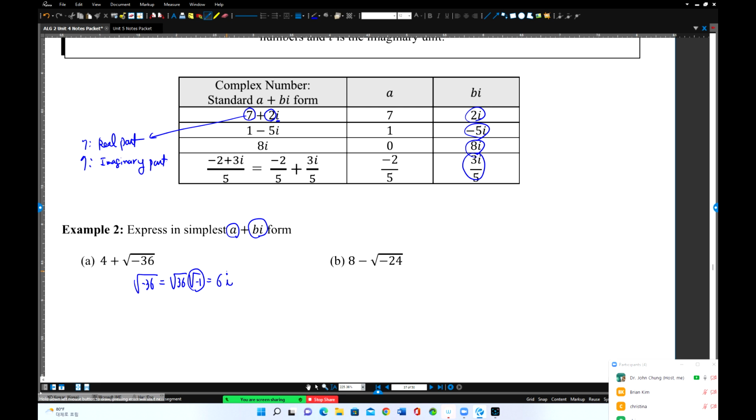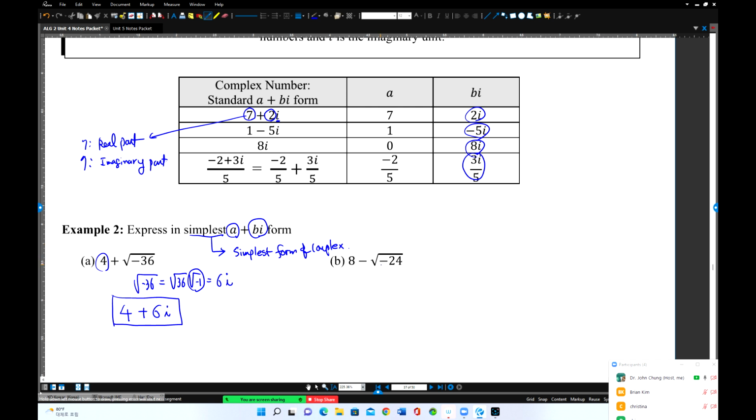We still have the real part over here, real number 4, plus imaginary number 6i. That is what we said, a plus bi form. A plus bi form is the simplest form of a complex number. Okay, this is the simplest form of complex.